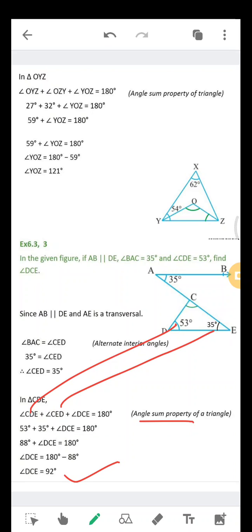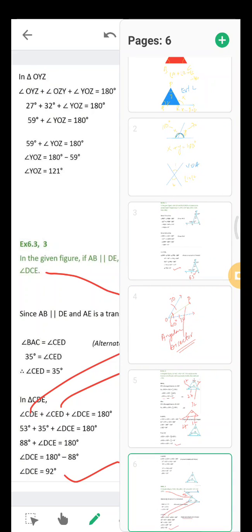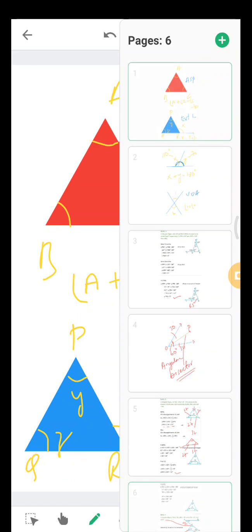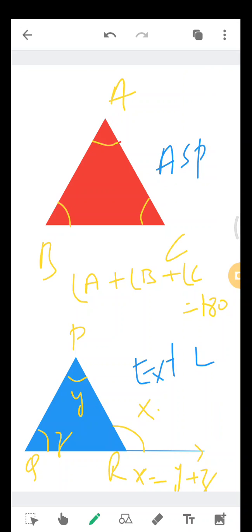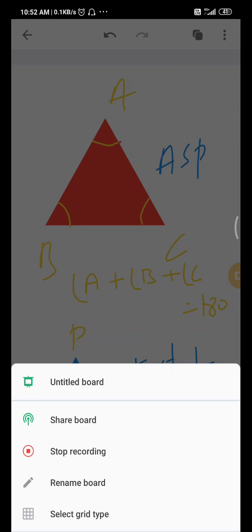So finally we have got the angle which we need to find, that is DCE is equal to 92 degrees. Hope it's clear to you all. You need a lot of practice for geometry questions, and all the concepts are interlinked to each other.